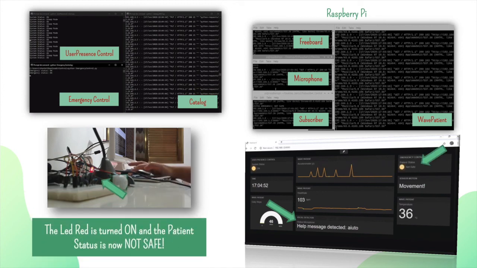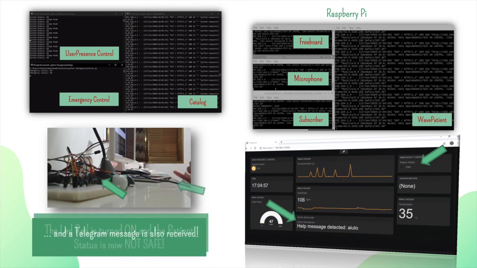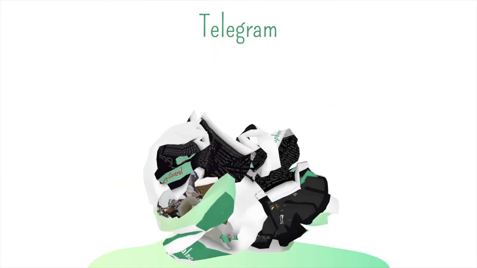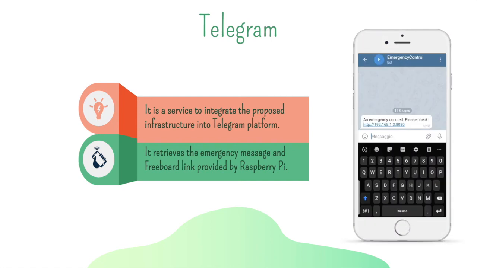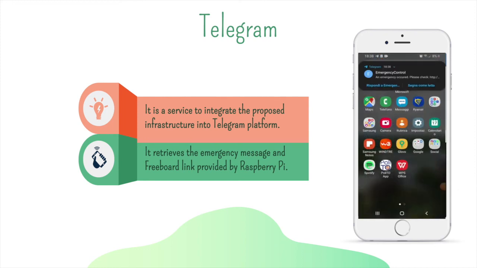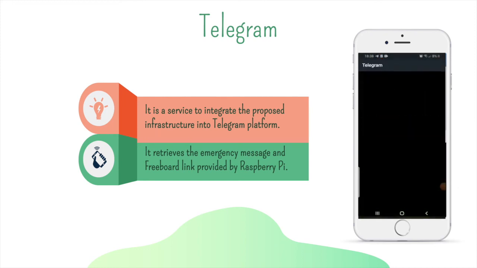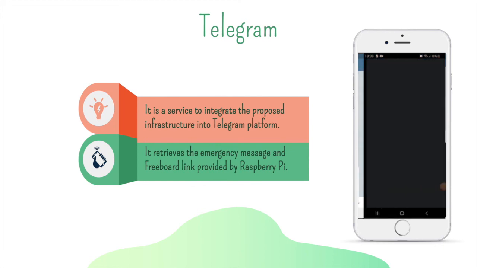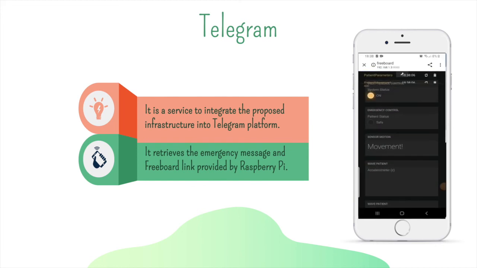With this video, it's also evident how immediate is the reception of the Telegram message. It is received in all emergency cases, therefore also for the previous simulation. Telegram helps you to be warned in case of emergency wherever you are, providing you also to access immediately to the Freeboard platform and check what happens in real time.